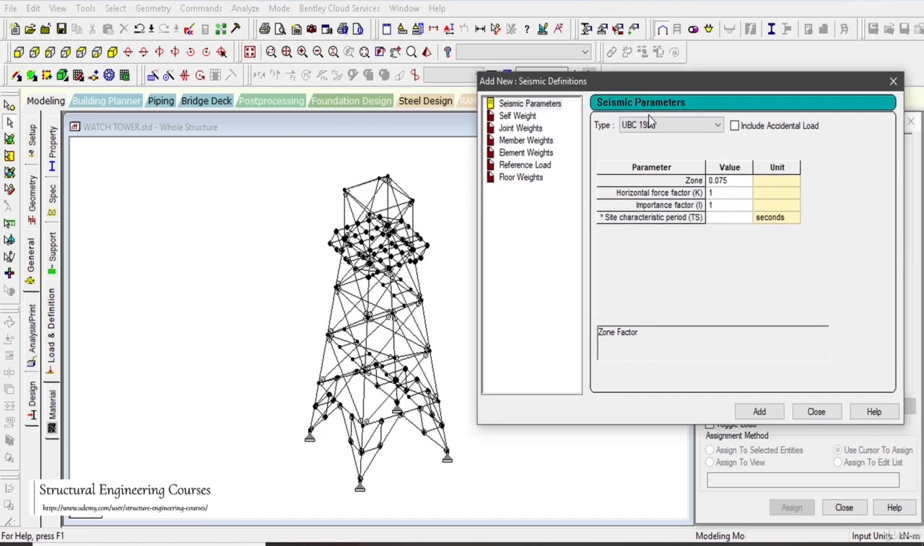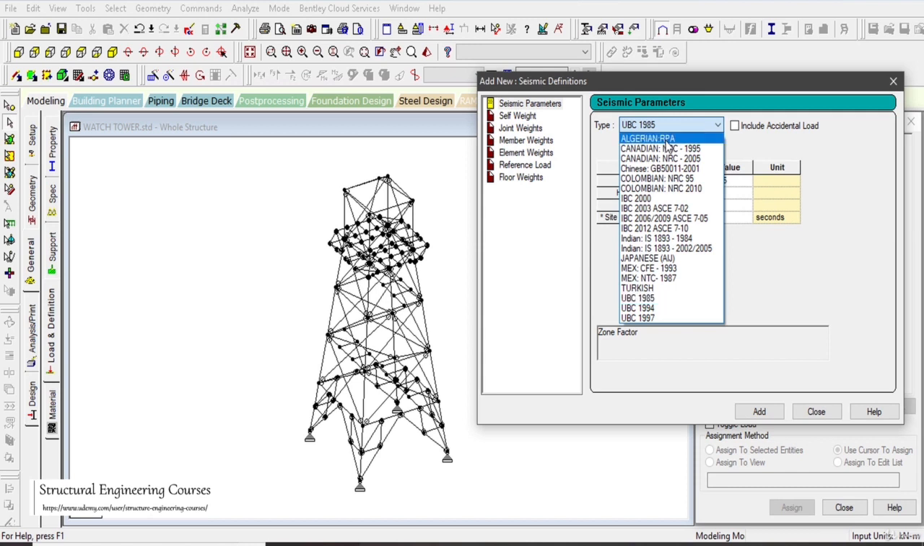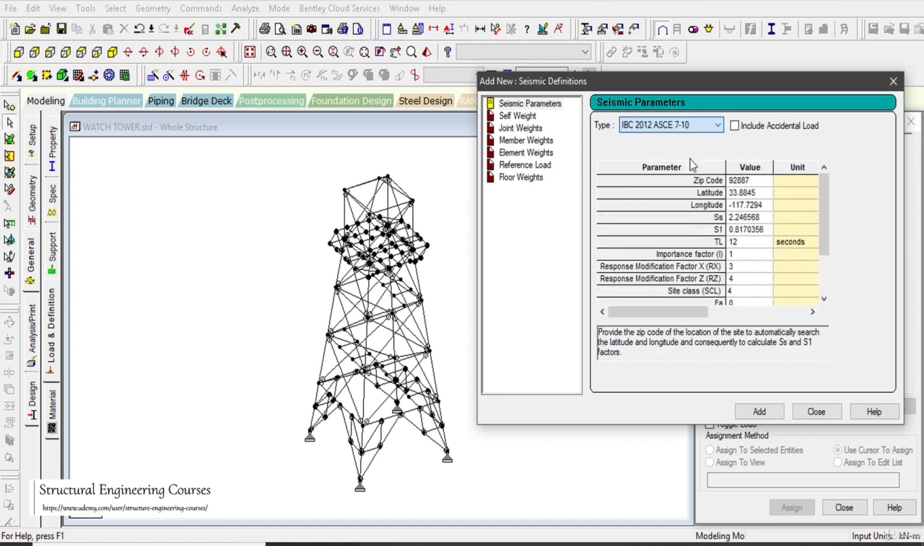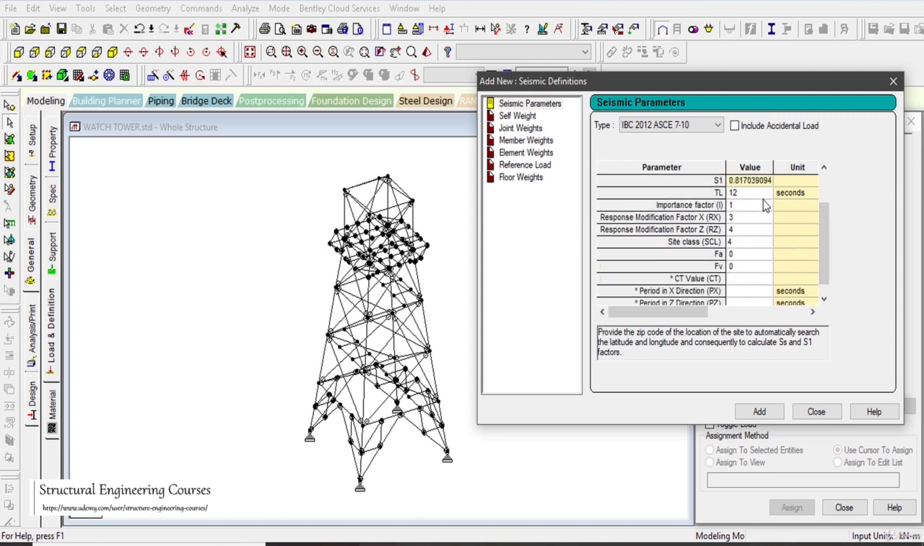Here there are various countries; we can go with Algerian, Canadian, Chinese, Colombian, or IBC, that is the American standard, ASCE 7-10. Here we can enter the zip code and accordingly it will calculate the SS, S1 values, TL value, IE, RX, RZ, and site class, that we can refer from ASCE 7, and the period can also be calculated.